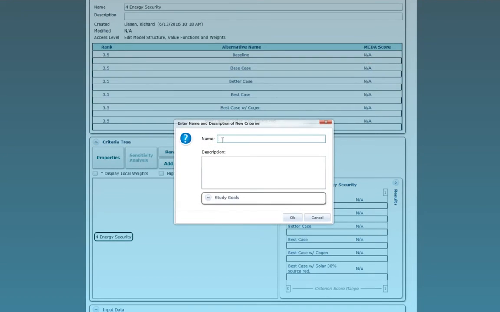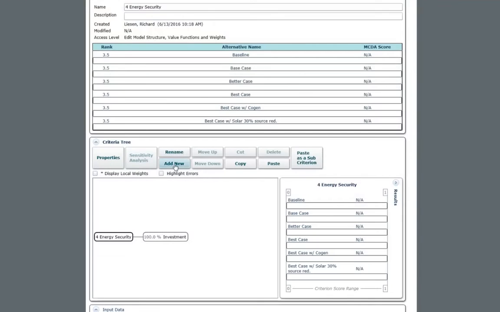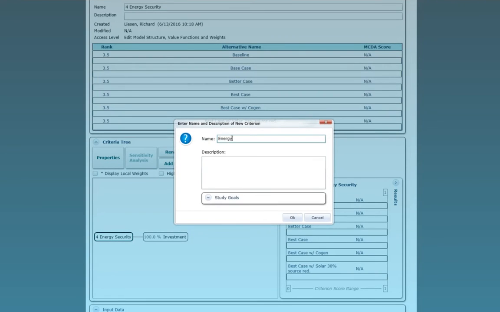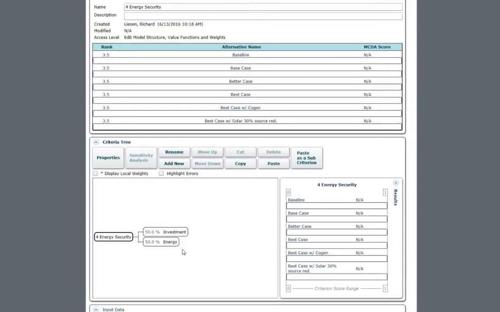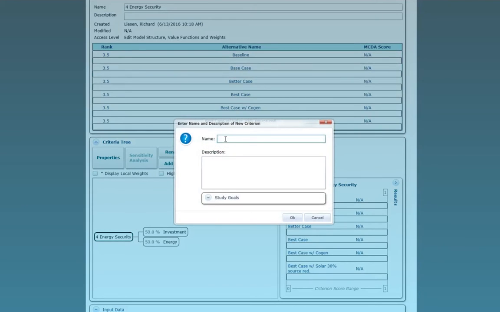The first thing we want to make sure we still account for is our investment. We also want to come down here and talk about our energy. This one we're going to call energy security, and we're going to base that on our reduction of purchased site electric. So I'm going to relate our energy security to what we purchase in our off-site electricity.